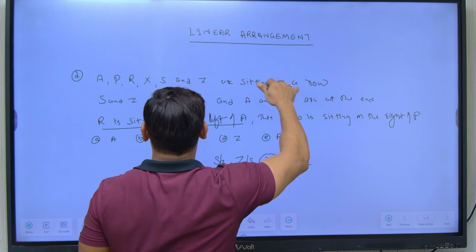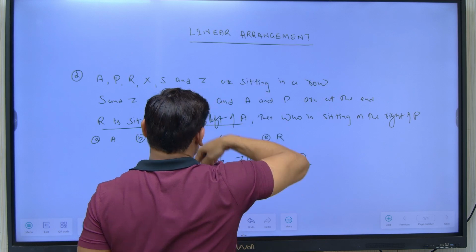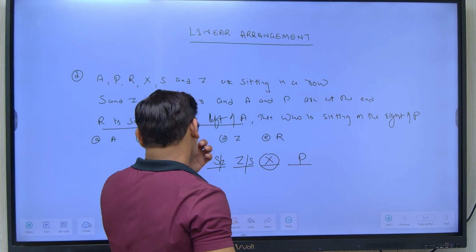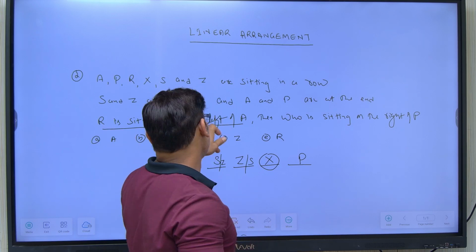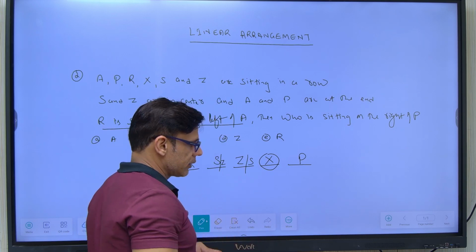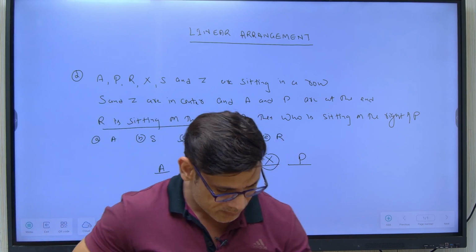Yeah, but then they're sitting in a row. The only thing is that you can make a circular arrangement, but since they are sitting in a row, considering all possible cases, here they should mention that R is sitting on the immediate left of A. Okay.